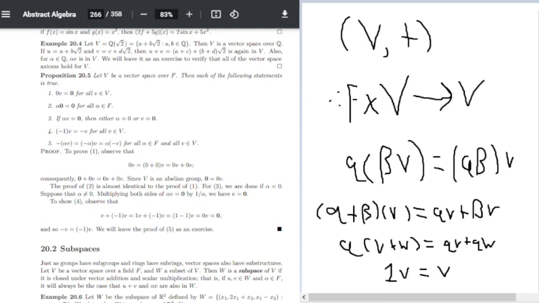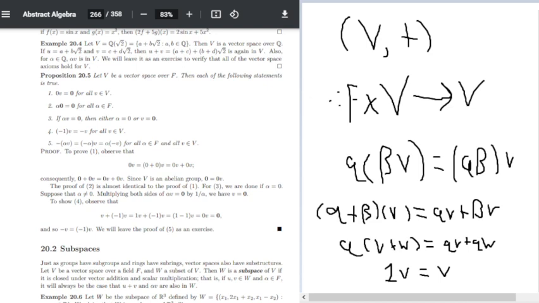Note here that this allows us to transition between the abelian group of the field and the abelian group given by the vector space, and the inverses thereof. 5. Negative alpha times v is equal to negative (alpha v), which is equal to alpha times negative v, for all alpha in F and all v in V. Proof. To prove 1, observe that 0v equals (0 plus 0)v equals 0v plus 0v, and consequently 0 plus 0v is equal to 0v plus 0v. Since V is an abelian group, 0 is equal to 0v.